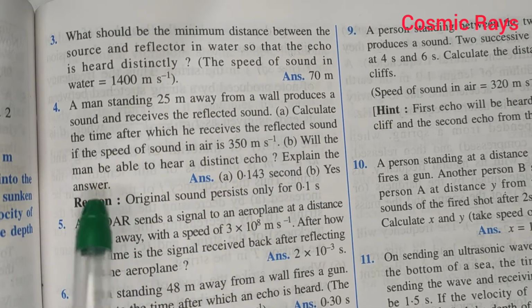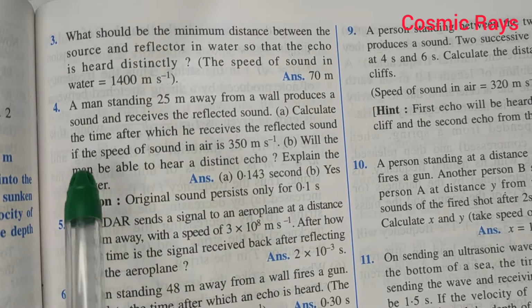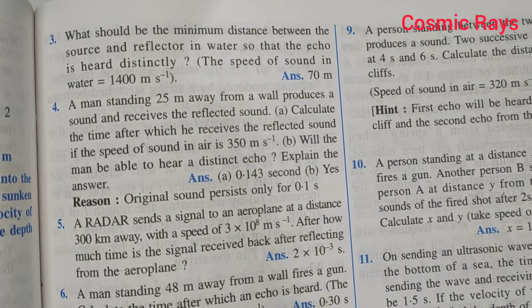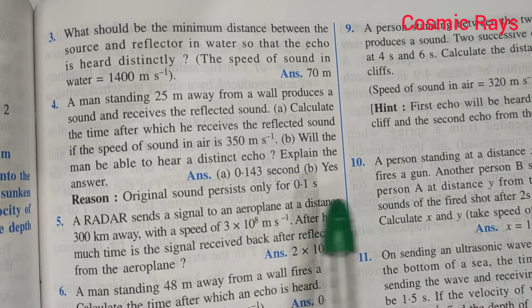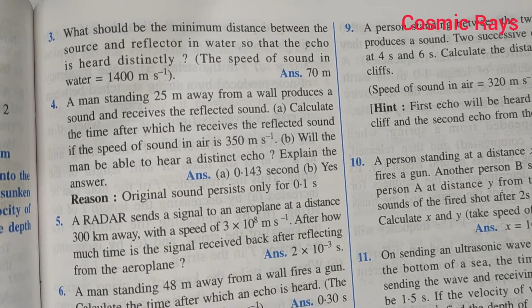Explain the answer. The second part, obviously he is going to hear the echo, and since the echo can be heard after 0.1 second, till that time the actual sound exists. So probably the time that we are going to calculate is going to be more than 0.1. So the second part, the answer is already given. We'll just concentrate on the first part.